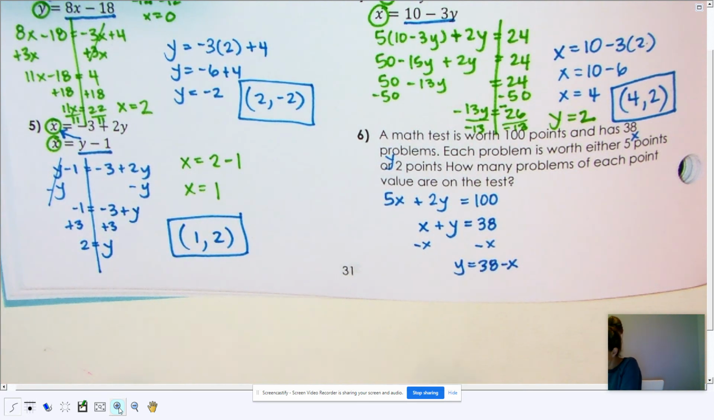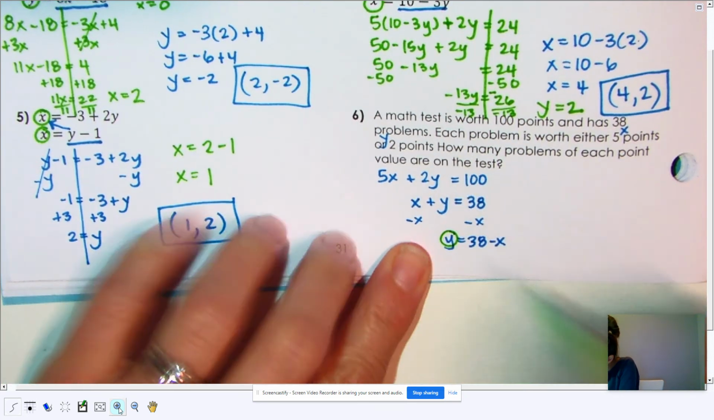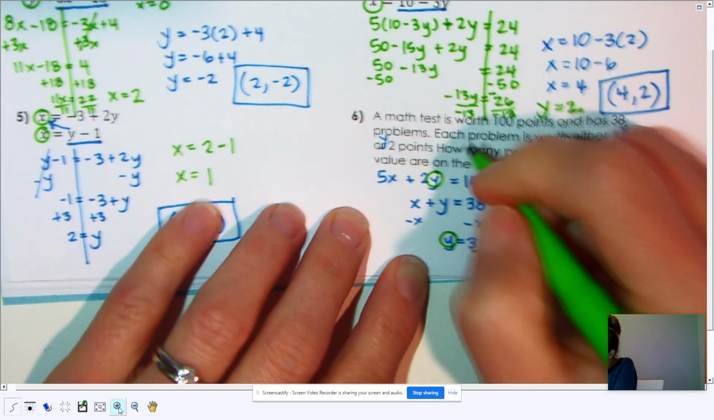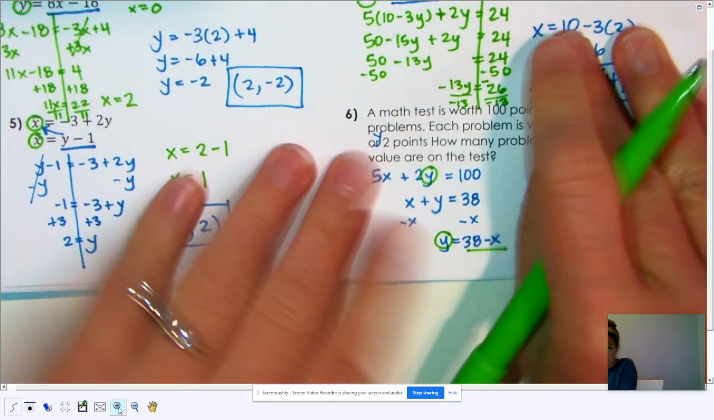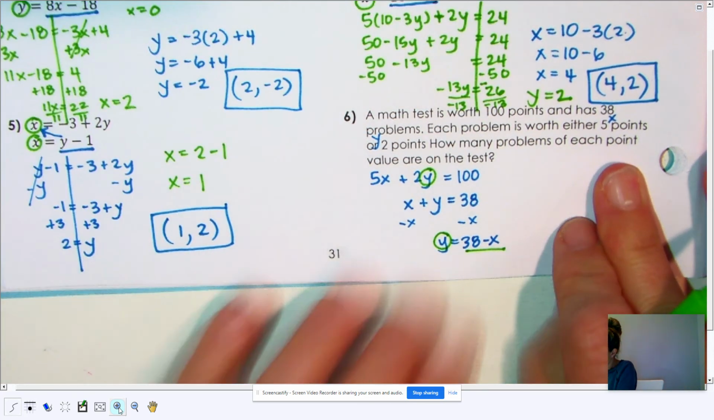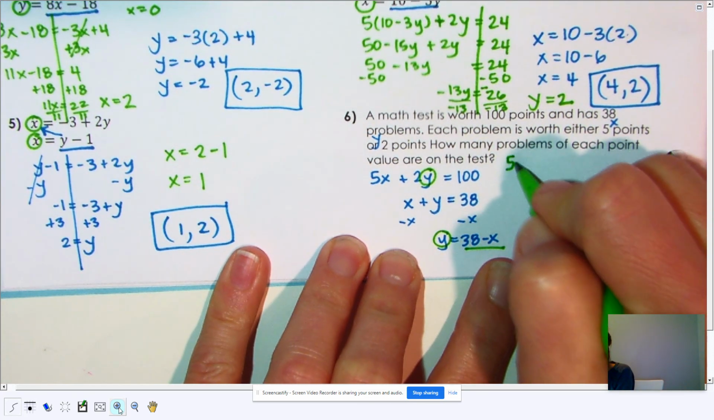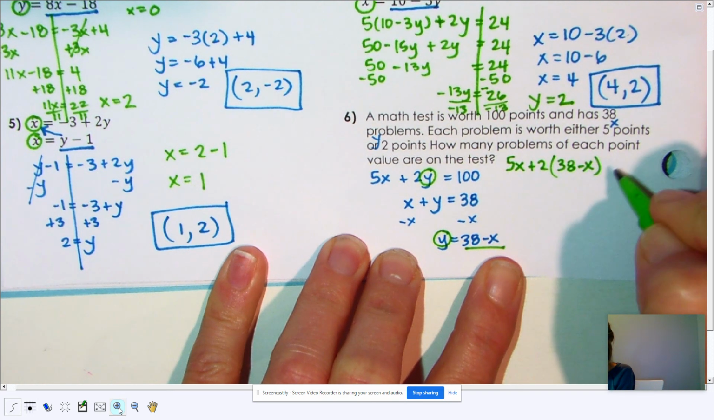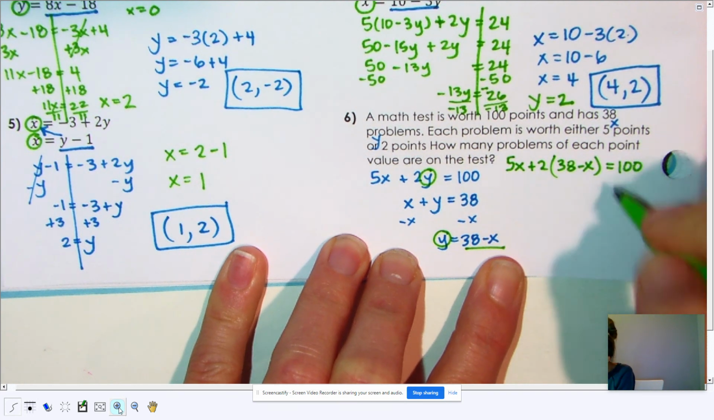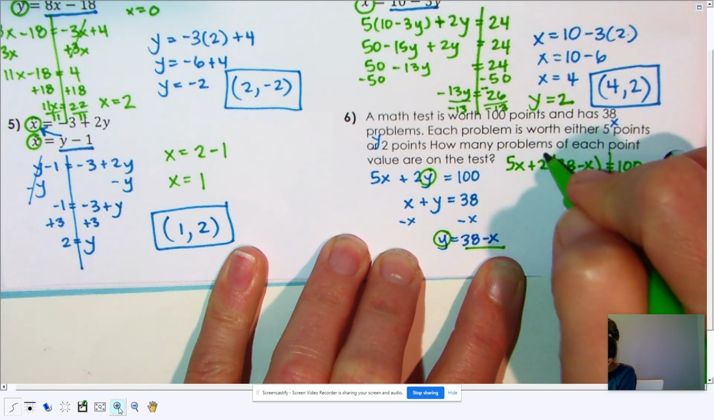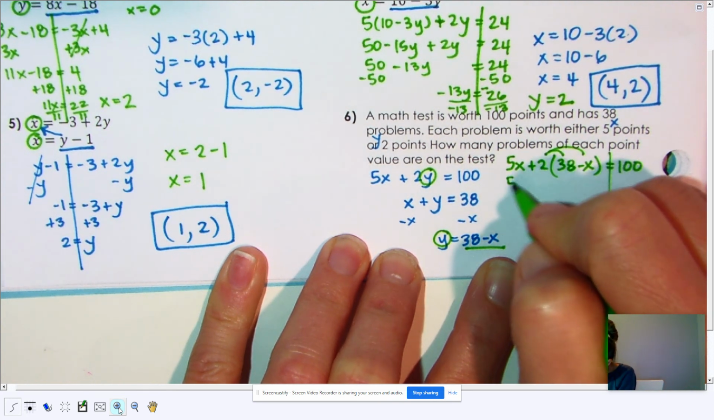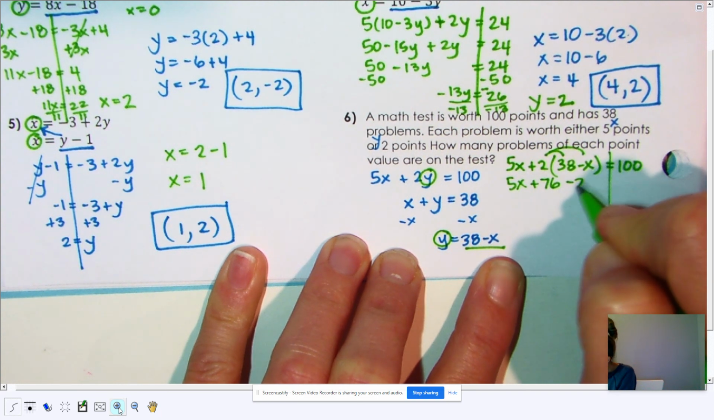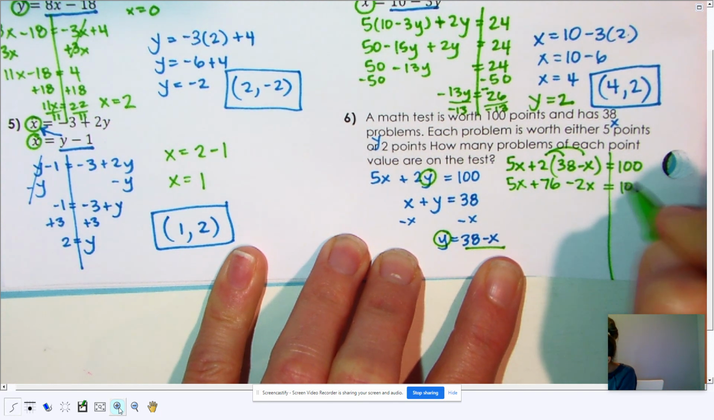Now this looks like what we've been doing, right? Here's the y. Here's the y. I'm going to take this and plug it in, okay? So I'm going to write this out. So I have 5x plus 2 times 38 minus x is equal to 100, okay? Then I'm going to distribute. So I have 5x plus, what is that, 76? And then minus 2x is equal to 100.